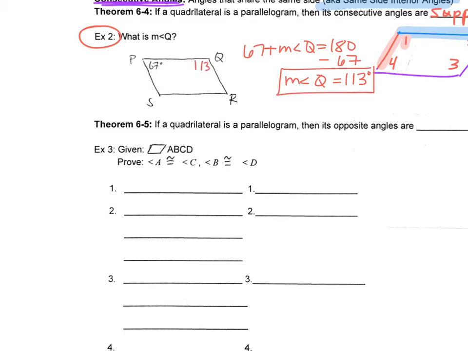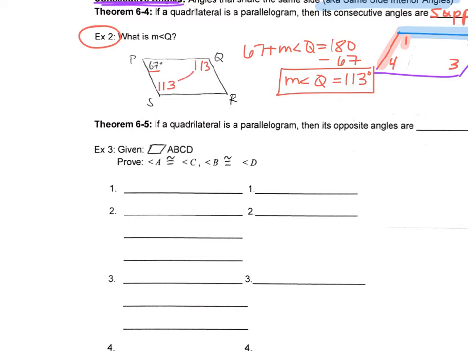Now here's the deal. We have another theorem that's going to tell us more about this figure, but right now you should actually be able to find every angle in here with just that theorem. What would angle S be? 113, right? It's consecutive to this one, just like angle Q was consecutive to angle P. So they would be the same.